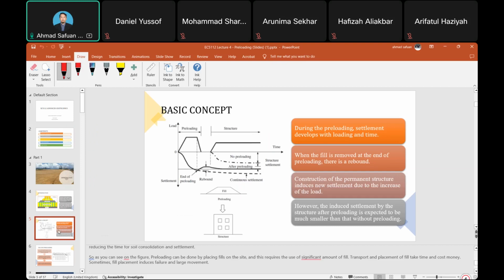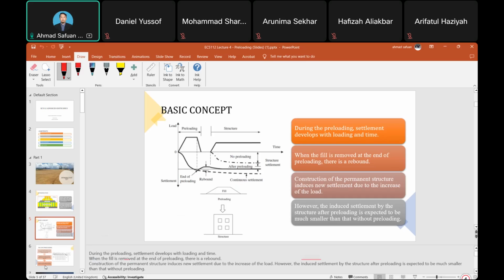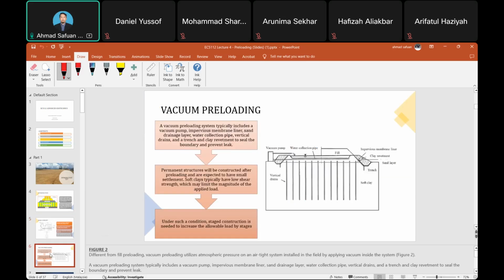So then to overcome the issue of the transportation and placement of the fill, the concept of vacuum preloading has been used. So the next is a brief explanation of vacuum preloading. A vacuum preloading system typically includes a vacuum pump, impervious membrane liner, sand drainage layer, and water collection pipe.